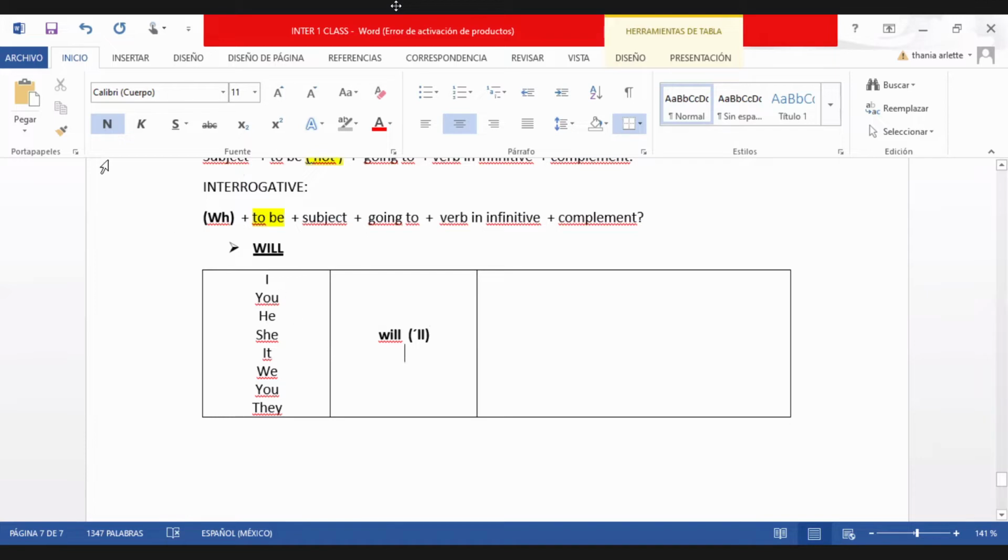Let's write it, why not? Because all this information is useful at the moment of speaking, at the moment of doing an exam. All the subjects take the same form of will.